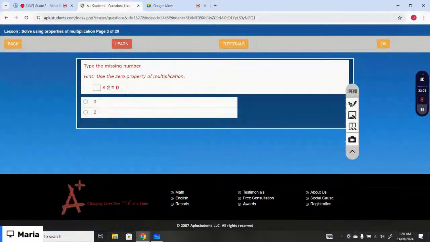Type the missing number. Use the zero property of multiplication. What number times 0 is 0? So which is the correct option? That is 0 times 2 is 0. The correct option is 0.